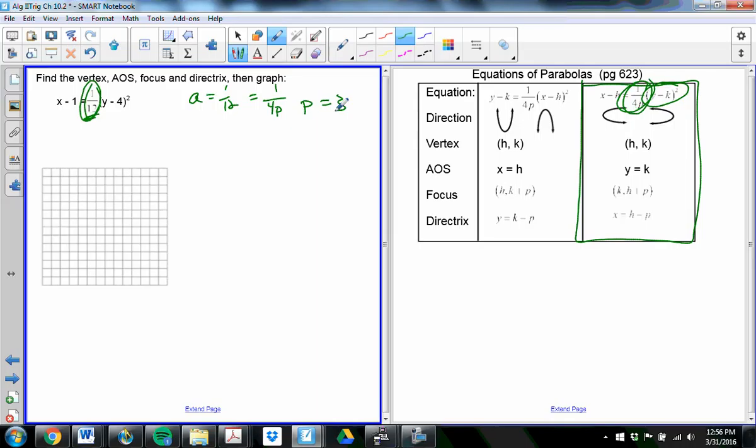So my p value is 3, I know that my h value is 1, and my k value is 4. H is always next to x, k is always next to y. So I have h is 1, k is 4, p is 3. Now I can graph everything.